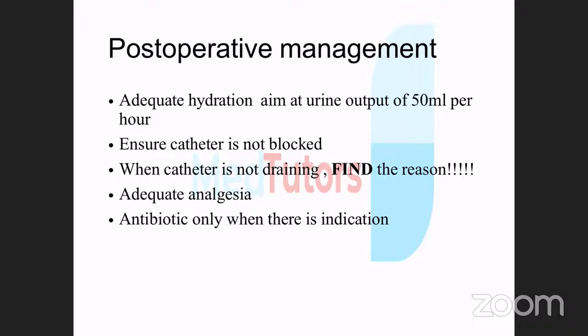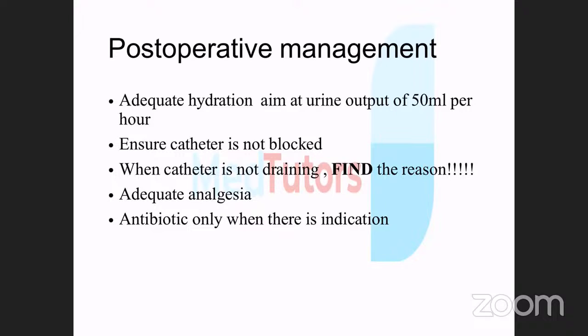Now, post-op, it's important to know that after a repair, the goal of management is that you want to ensure adequate drainage of the bladder. And to ensure adequate drainage, you need adequate hydration such that the patient will be making about 50 mils of urine per hour, so that in 4 hours she makes about 200 mils.